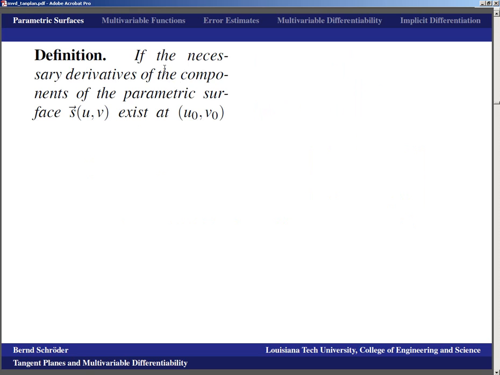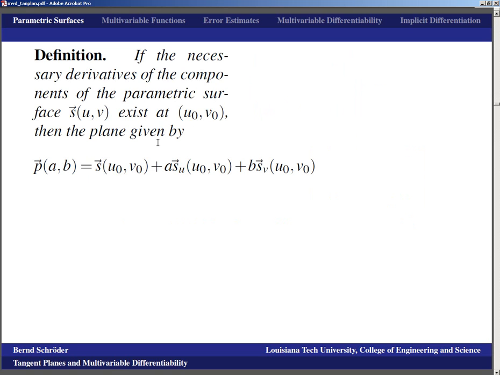Okay, so now, if the necessary derivatives of the components of the parametric surface S of u and v exist at the point u0, v0, well, then the plane given by S of u0, v0, which would be our base point, plus one parameter times the direction vector in the u direction, S sub u at u0, v0, plus a second parameter times the direction vector in the v direction, S sub v at u0, v0. Well, that's a plane, because it's a base point plus a parameter times one direction plus a second parameter times another direction.